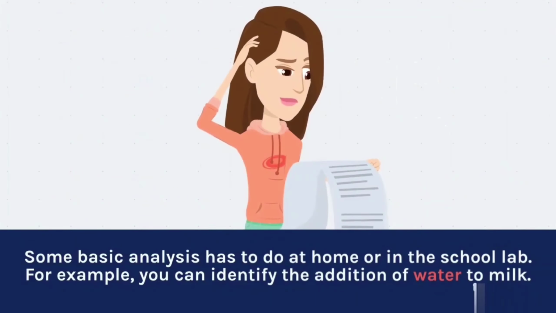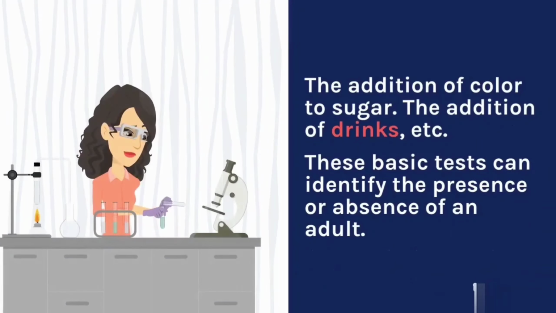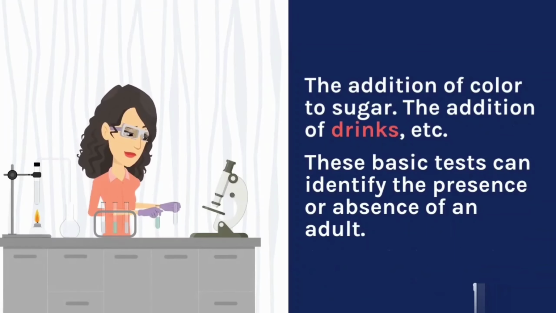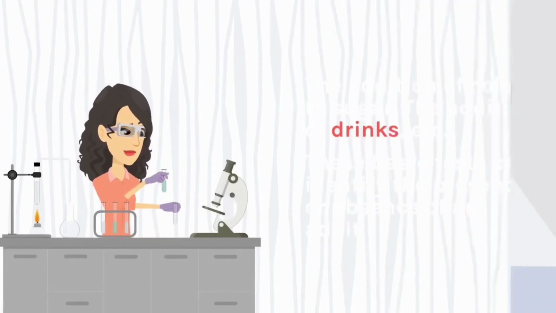Some basic analysis can be done at home or in the school lab. For example, you can identify the addition of water to milk, the addition of color to sugar, the addition of drinks, etc. These basic tests can identify the presence or absence of an adulterant.